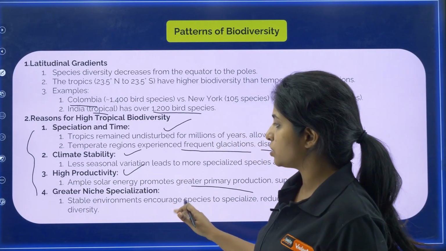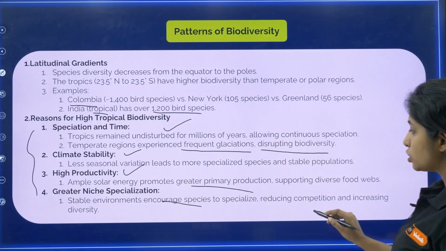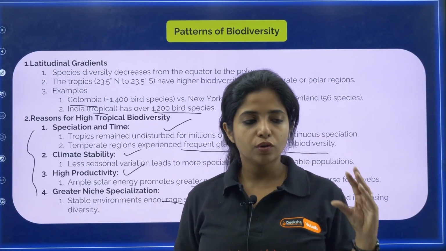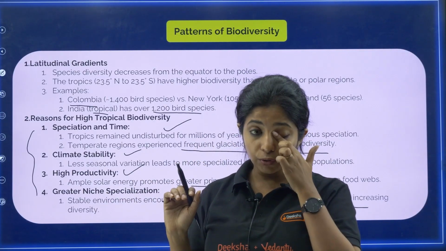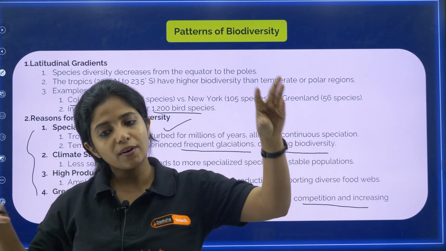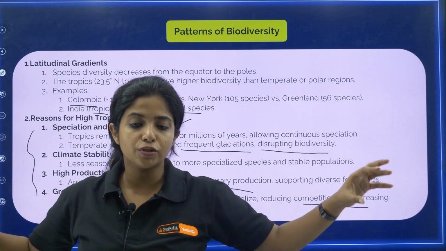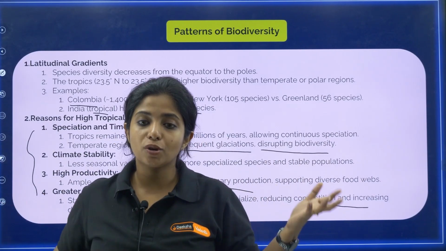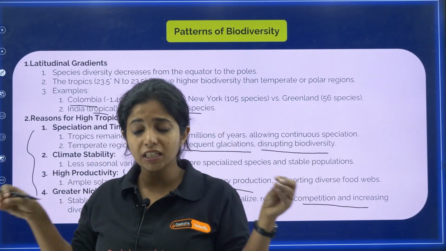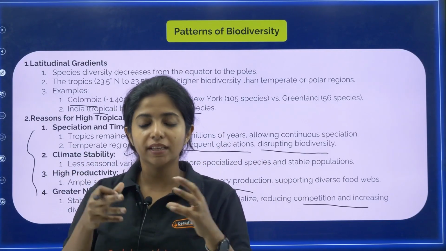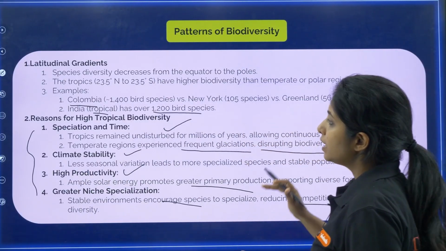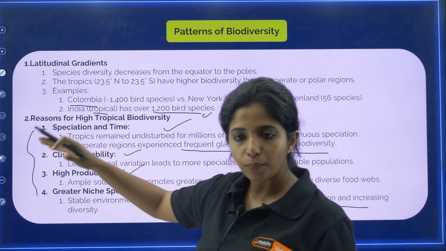Now great niche specialization, that is, stable environments encourage species to specialize, reducing competition and increasing diversity. Basically they have proper resources, so they do not have a problem with resource partitioning, since they already have a lot of resources. Organisms there can have their own resources. There is less competition observed in the tropical areas. In the temperate area, the food and everything is comparatively less, so obviously organisms are going to fight for it, and if organisms fight with each other, they are not going to be present in very large amounts. You get it? So these are the things that you have to definitely remember. These are reasons for high tropical biodiversity.